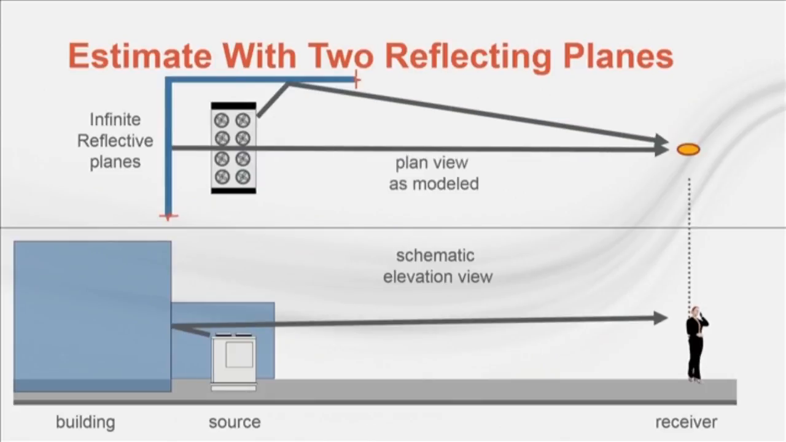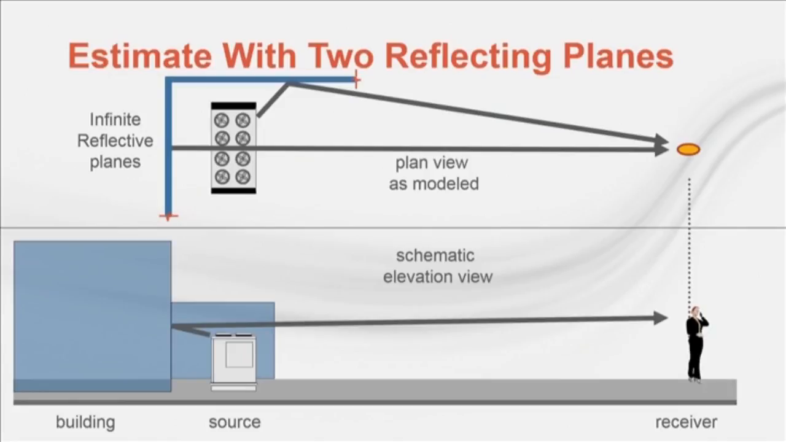The model for this arrangement consists of two infinite reflecting planes as shown in the plan view at the top. Essentially, this changes the value of Q in the equation from 4 to 8. When modeled with the second reflective plane, the calculation result is 53 dB. That's 3 dB higher than the first prediction.